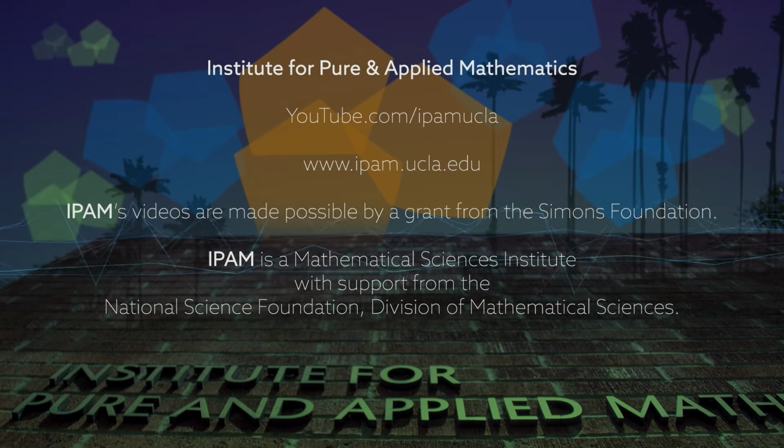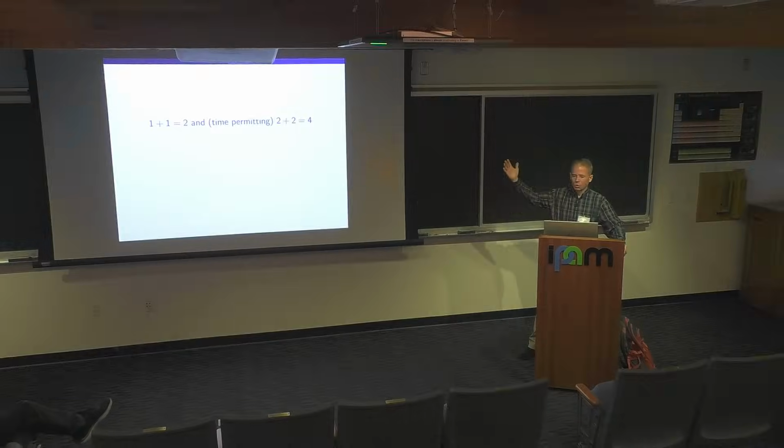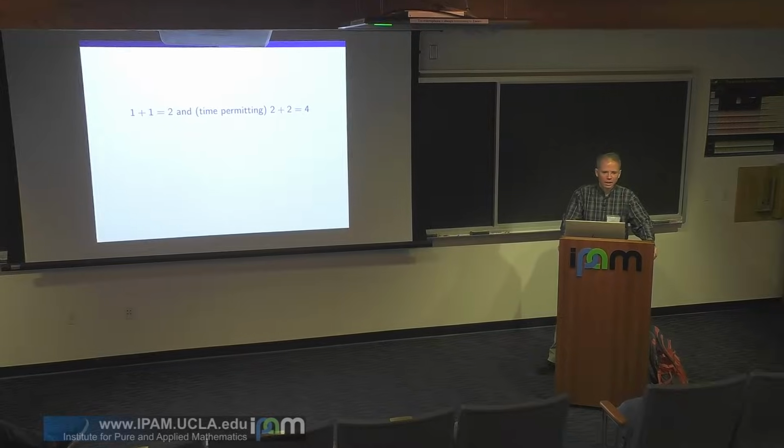Okay, so today's talk is about 1 + 1 = 2, and time permitting 2 + 2 = 4. It's actually about conformal field theory and Yang-Mills gauge theory. Some of you have heard me talk about those things before.